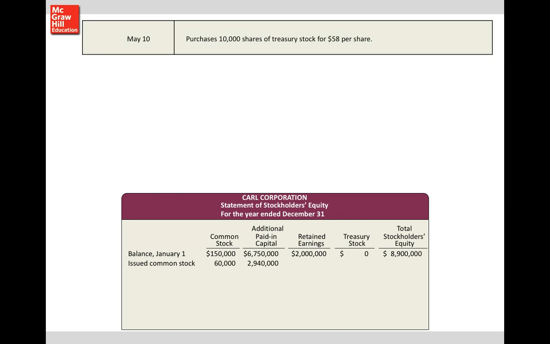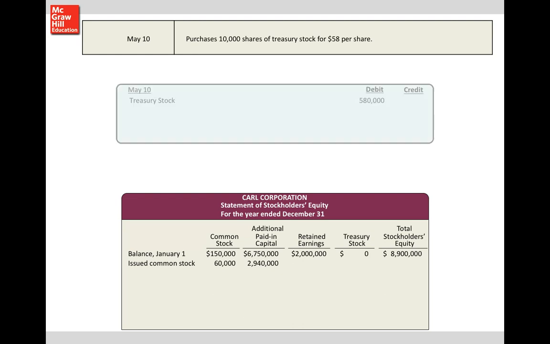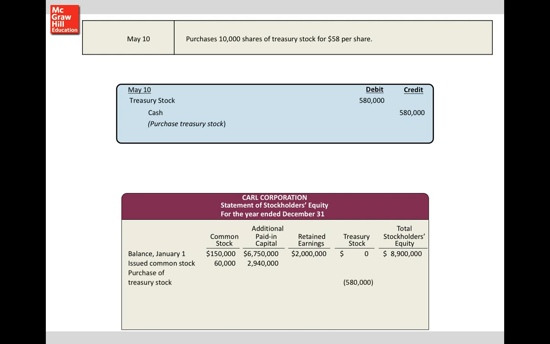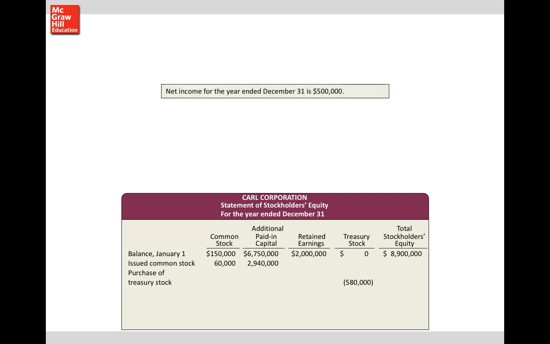On May 10th, they purchased 10,000 shares of treasury stock for $58 per share. So you're going to recognize treasury stock in cash when you're doing the journal entry. On the statement of stockholders' equity, you're going to see the purchase of treasury stock under the treasury stock column as a negative number because it's a contra equity account. Net income for the year ended December 31st is $500,000. Down there, under retained earnings, you'll see net income for $500,000.